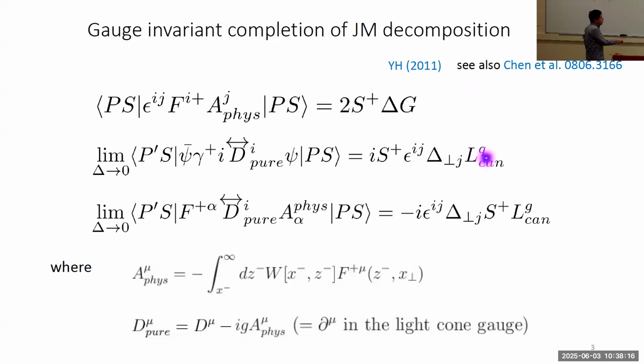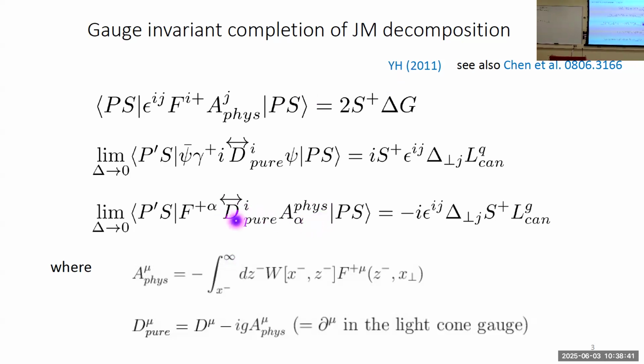This is the quark orbital angular momentum, the canonical orbital angular momentum, which is, instead of the partial derivative here, I have something called d pure, which is defined like this. Okay, so in d pure, I have to define A physical, and A physical is like this. Okay, and this is for the gluon orbital angular momentum.